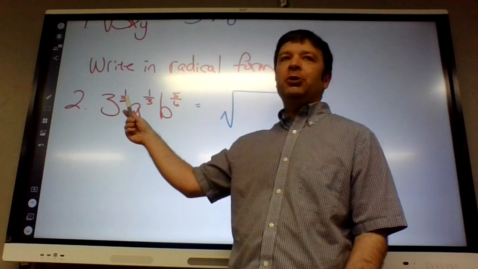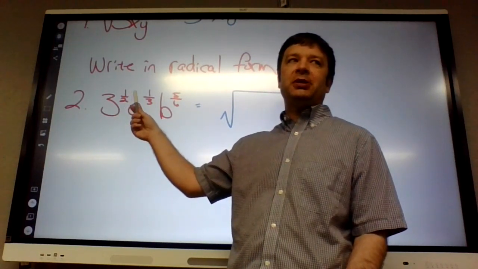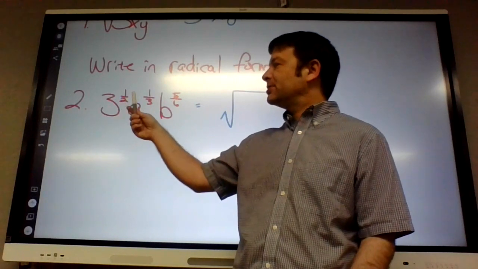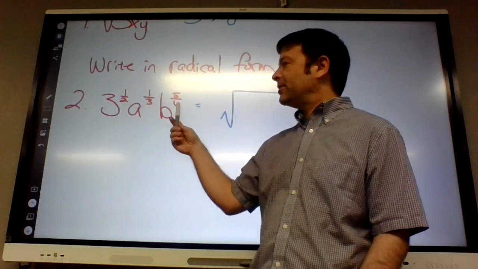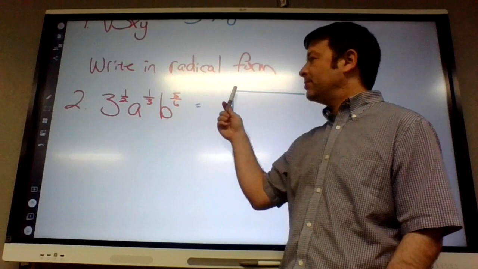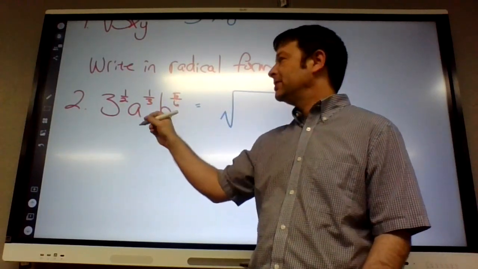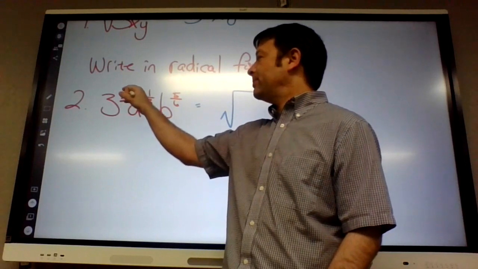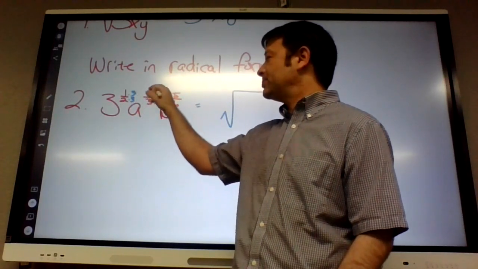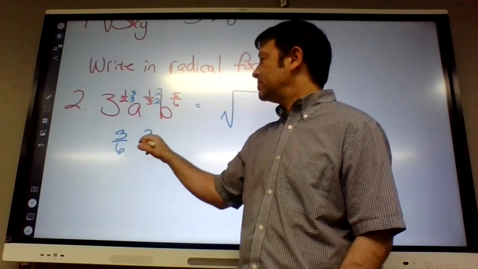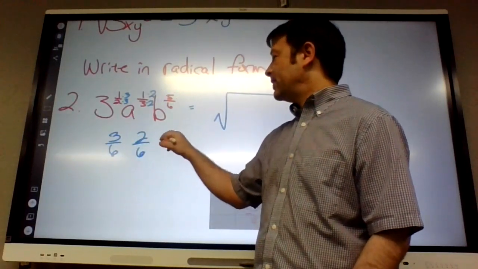You have to write these so that all the denominators are the same. So that will give you your root. So what do 2, 3, and 6 all go into? 6. So when you multiply this one by 3 and multiply this one by 2, it's 3/6, 2/6, and 5/6.